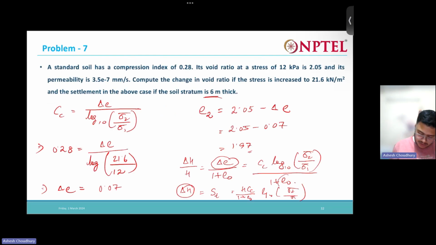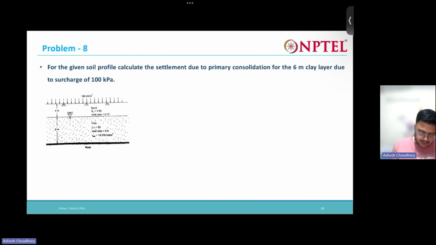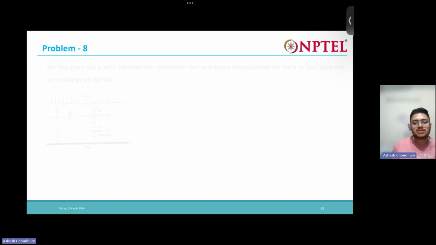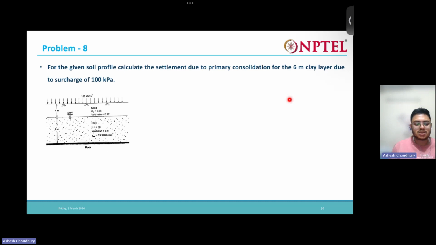Okay, so this E naught is mean. Now let us see the next one. For the given soil profile, calculate the settlement due to primary consolidation for the 6 meter clay layer due to surcharge of 100 kPa. So here you can see sand is there at the top, clay is there, the bottom rock is there.